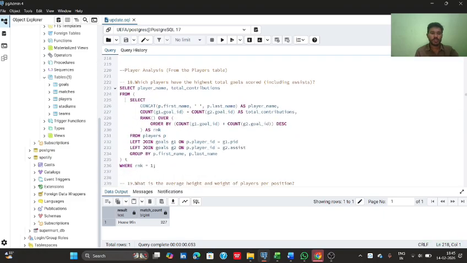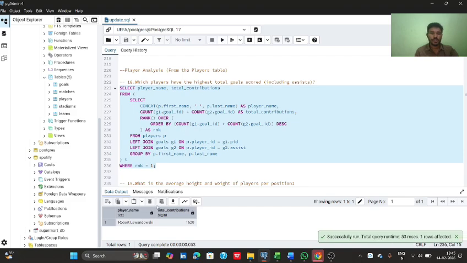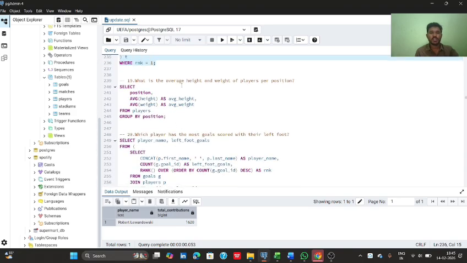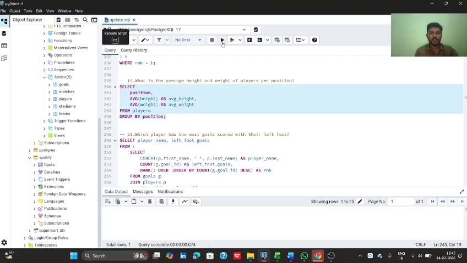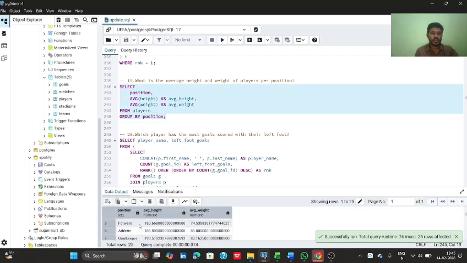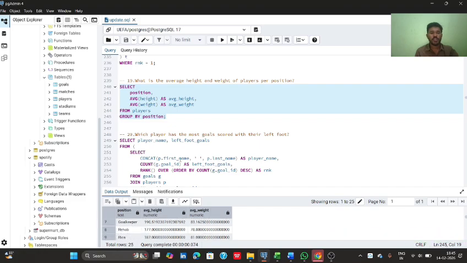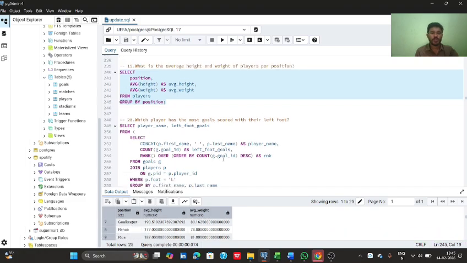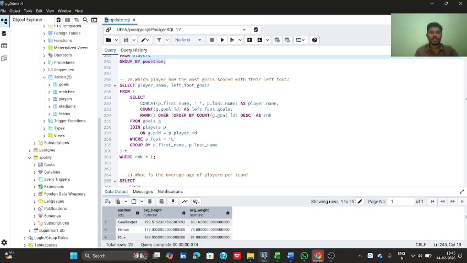Next one is the player analysis from the players table, including assists. Here it will show total contribution 1620, and the player name is Robert Lewandowski. Next one is what is the average height and weight of players per position. It will ask for position. That way it will show fitness, technical, athletic, goalkeeper, and based on this position, the average height and average weight will be shown. Next one is which player has the most goals scored with the left foot.